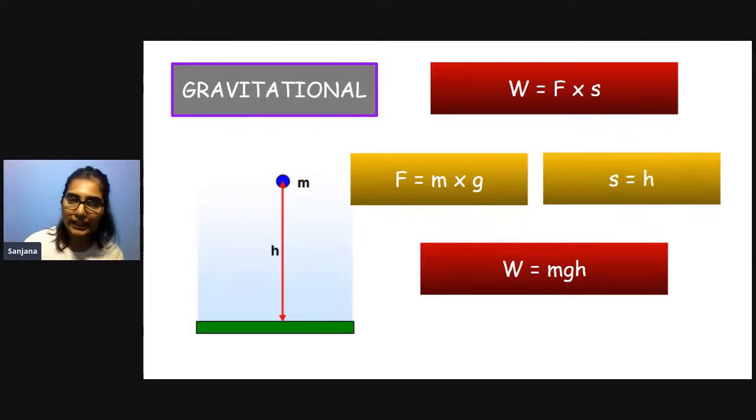Once more, a quick recap. We did energy, we did what is kinetic energy, and we did what is potential energy. Okay, so with that we are done.